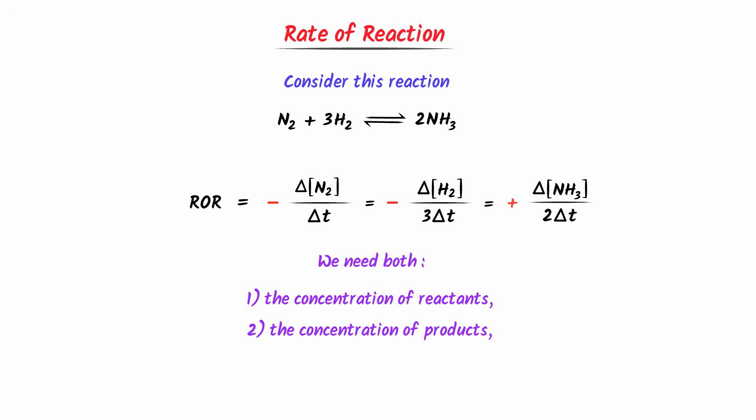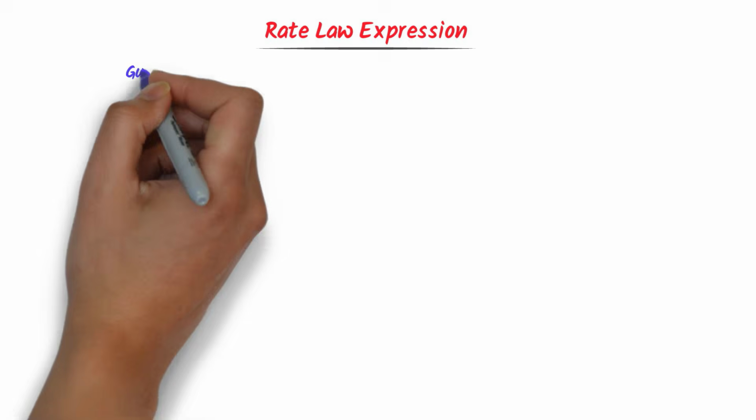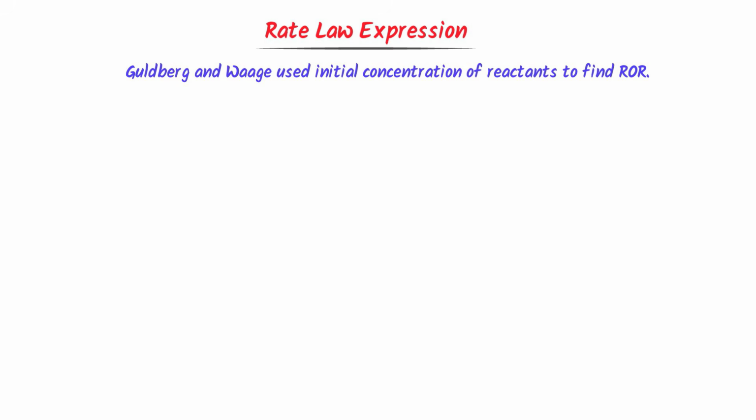Now there is a second method to calculate rate of a reaction. This second method is known as rate law expression. In this method, two scientists, Guldberg and Waage, use the concentration of only reactants to find the rate of a reaction. For example, consider this general reaction. Now Guldberg and Waage are only interested in the concentration of reactants. They do not consider the concentration of products.